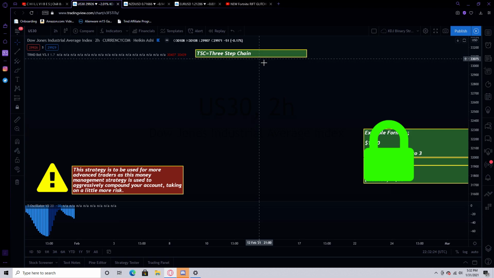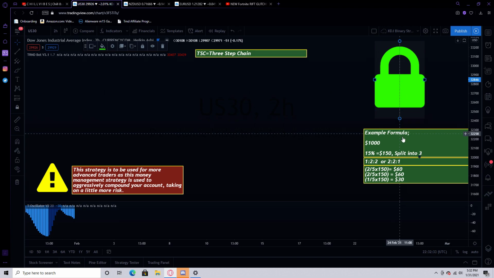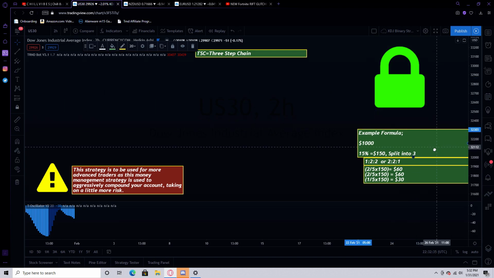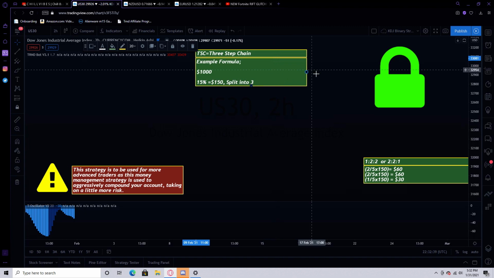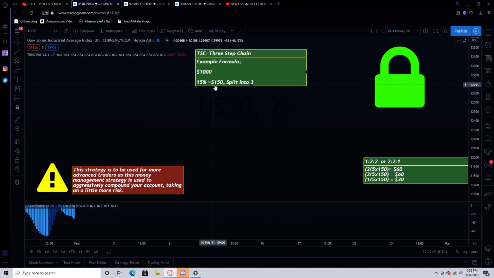Now, if I try to explain it, it's going to seem a lot more confusing, so I'm just going to give you a straight up example formula. So, get rid of this. And so this is the example formula. You started your account with $1,000. You would take out 15% of that $1,000. You now have $150. You would split this into 3 cycles.